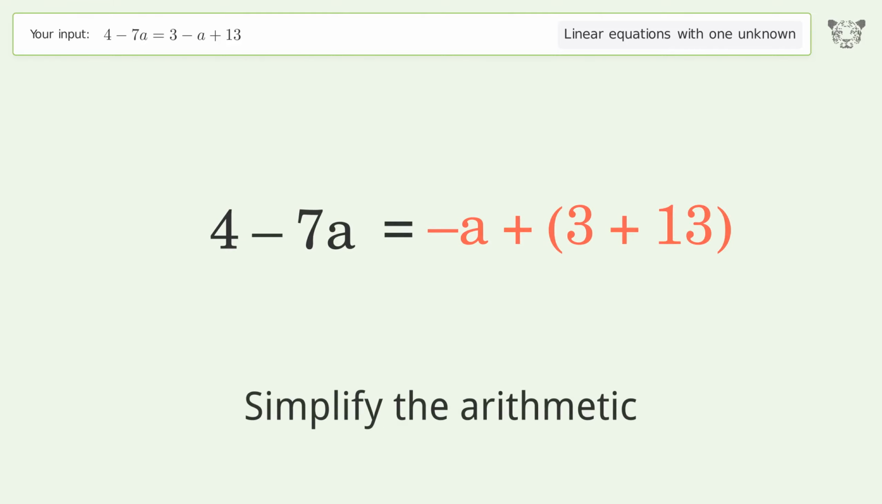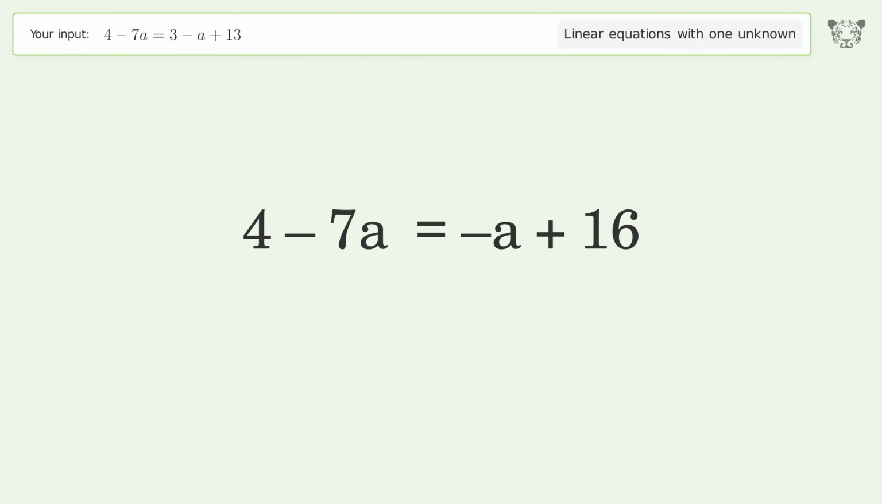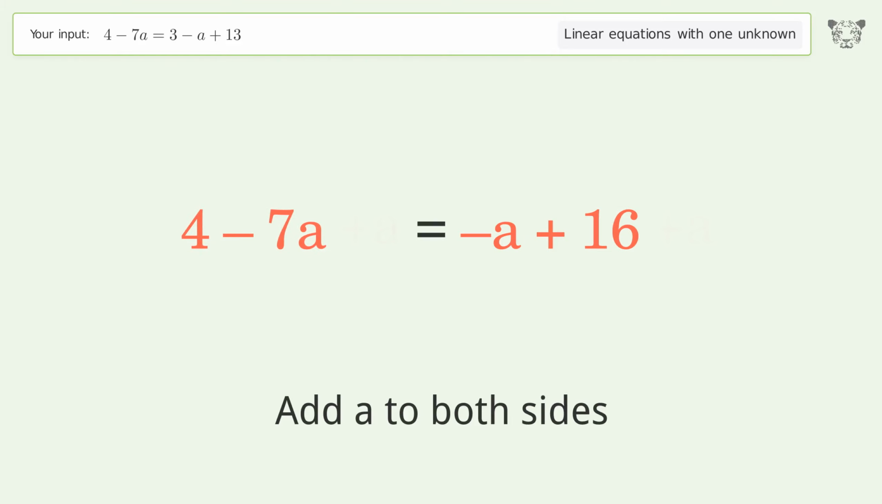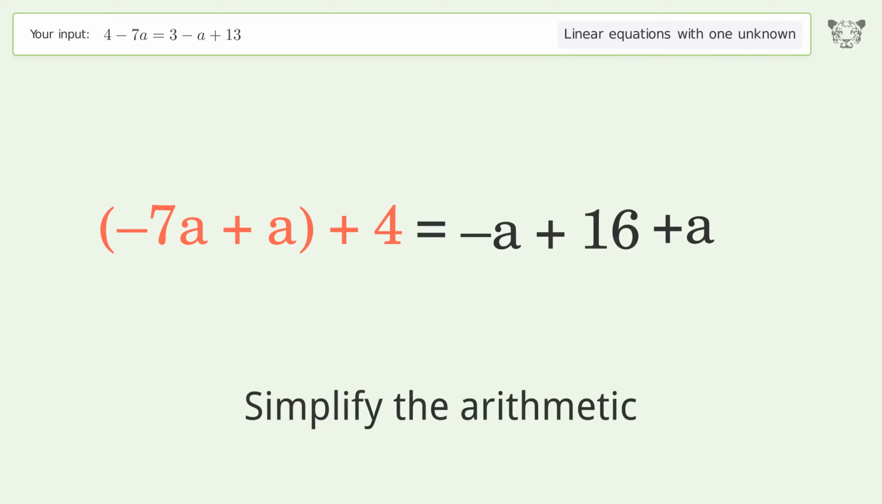Simplify the arithmetic. Group all a terms on the left side of the equation. Add a to both sides. Group like terms. Simplify the arithmetic.